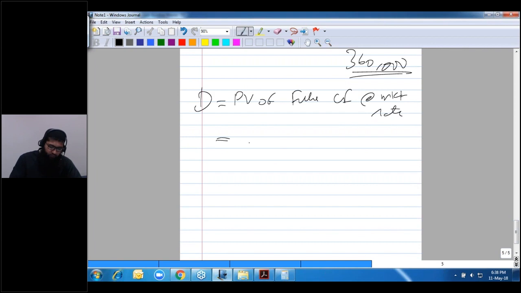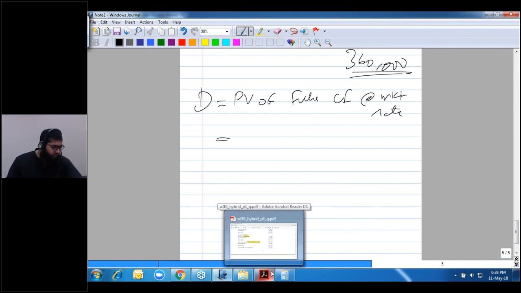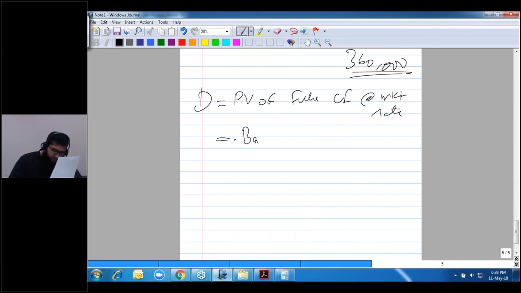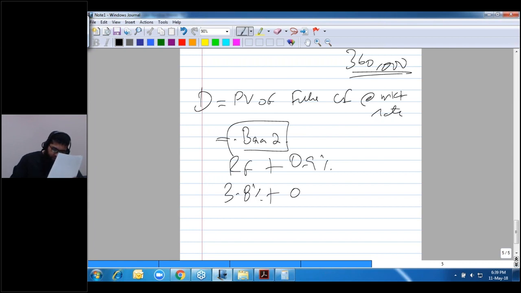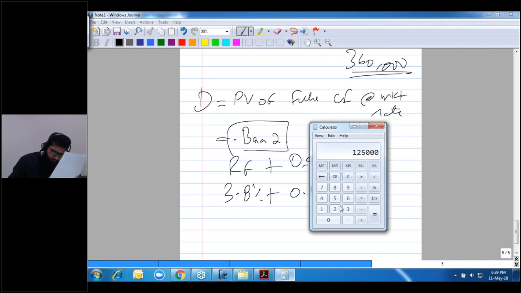Now, what exactly are we going to do? The current credit rating of the company, you can see in the first director's proposal, is Baa2. For the current credit rating, the question says in the last paragraph that the relevant cost of debt is the risk-free rate of return plus 0.9%. The risk-free rate of return is actually 3.8%. So it's 3.8 plus 0.9% gives you how much?